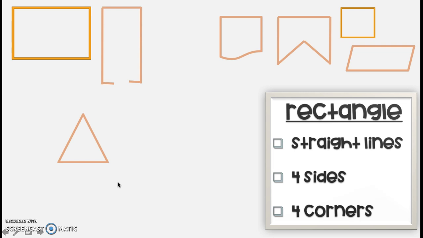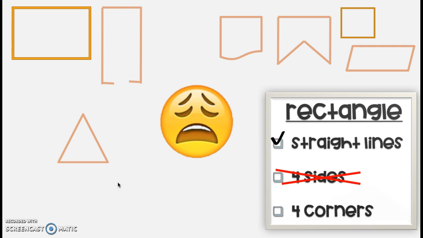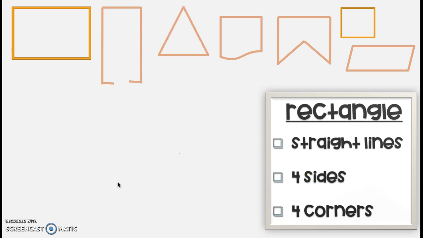I hope that you are already shaking your head because this should look familiar to something else we've already talked about. Okay, does it have straight lines? Sure does. Does it have four sides? One, two, three. No, it does not. Friends, what shape is that? Yeah, it's a triangle. We talked about that yesterday. It's definitely not in the rectangle family. It doesn't have four sides. And in order to be a rectangle, you have to have all of the things on our list. Straight lines, four sides, and four corners. Adios, triangle.